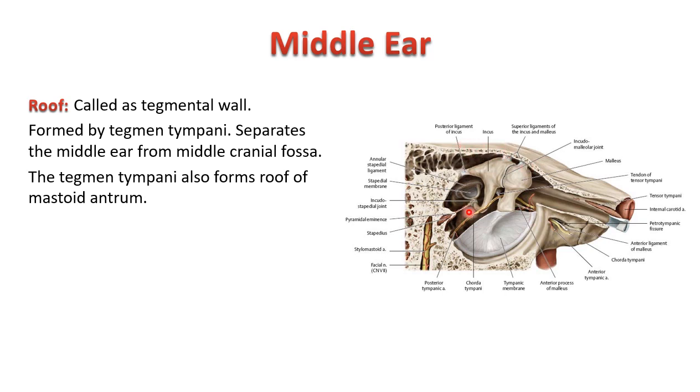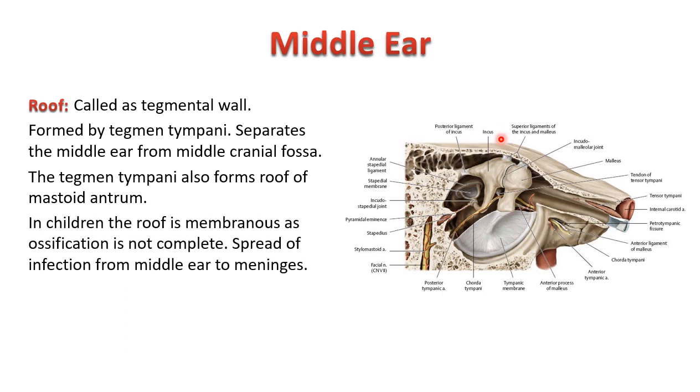So there is a chance that any infections of the middle ear through the roof might also pass on to the middle cranial fossa, and it might also spread to the meninges, leading to inflammation of the meninges, also called meningitis.